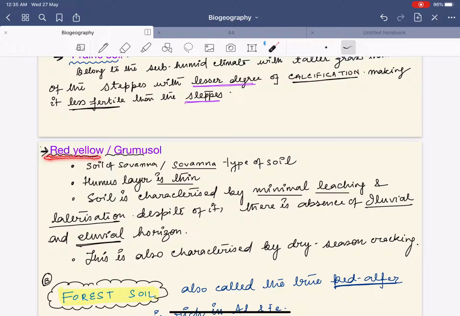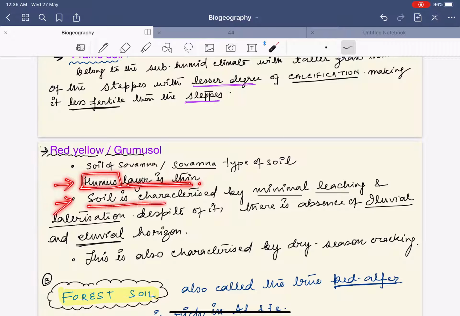Next, we have the red yellow soil. What is this red yellow soil? Again, it's the soil of the savanna, or the savanna type of soil. Now within the savanna type of soil, one of the important characteristics is that the humus, though present, has a very thin layer. Next, the soil is characterized by minimal leaching.